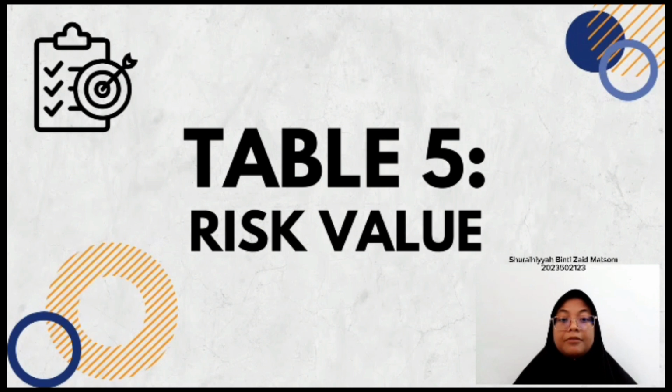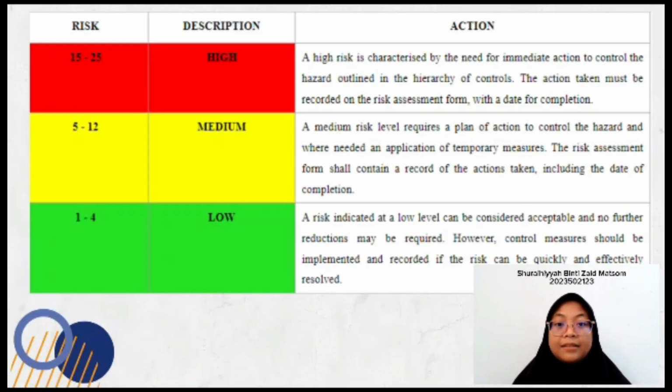We continue with table 5, risk value. For the red color, the high risk level is characterized by the need for immediate action to control the hazard outlined in the hierarchy of control. The action taken must be recorded on the risk assessment form with a date for completion. For the yellow color, a medium risk level requires a plan of action to control the hazard and where needed an application of temporary measures. The risk assessment form should contain a record of the actions taken, including a date of completion. For the green color, a risk indicated at a low level can be considered acceptable and no further reduction may be required.